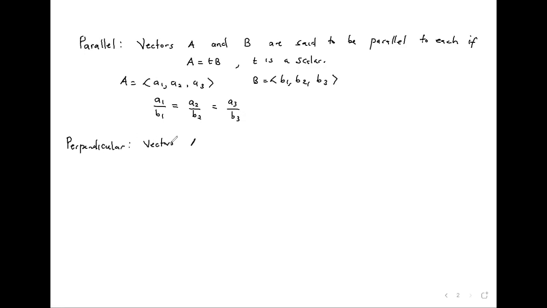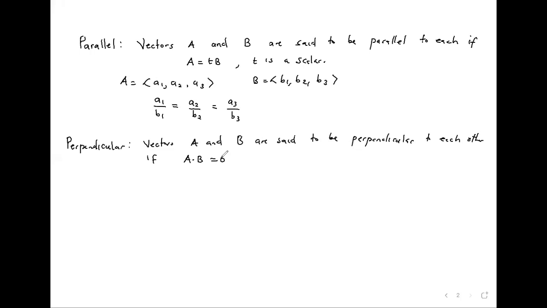Vectors A and B are said to be perpendicular to each other if, when you multiply A by B, you get 0. And when we learn to find the angles, if the angle in between them is 90, then you say that these two vectors are perpendicular.